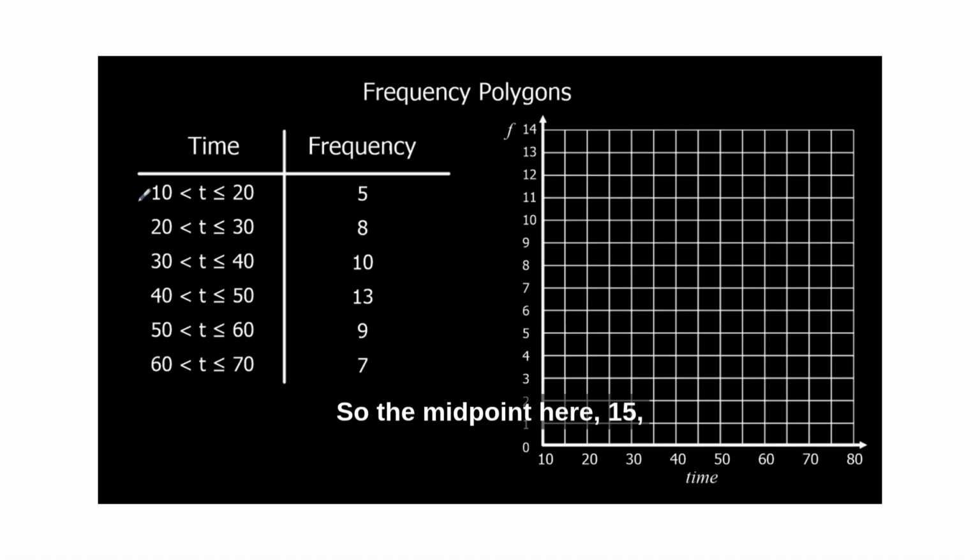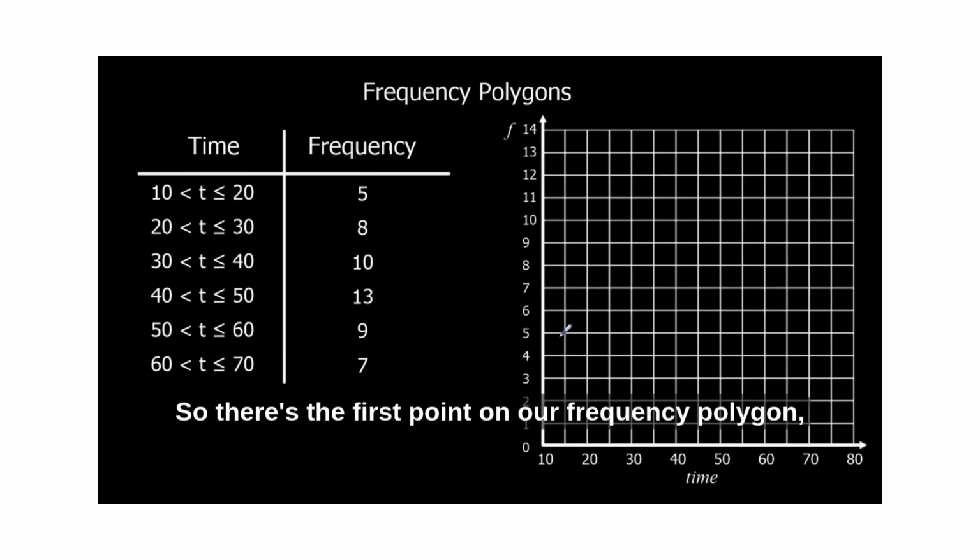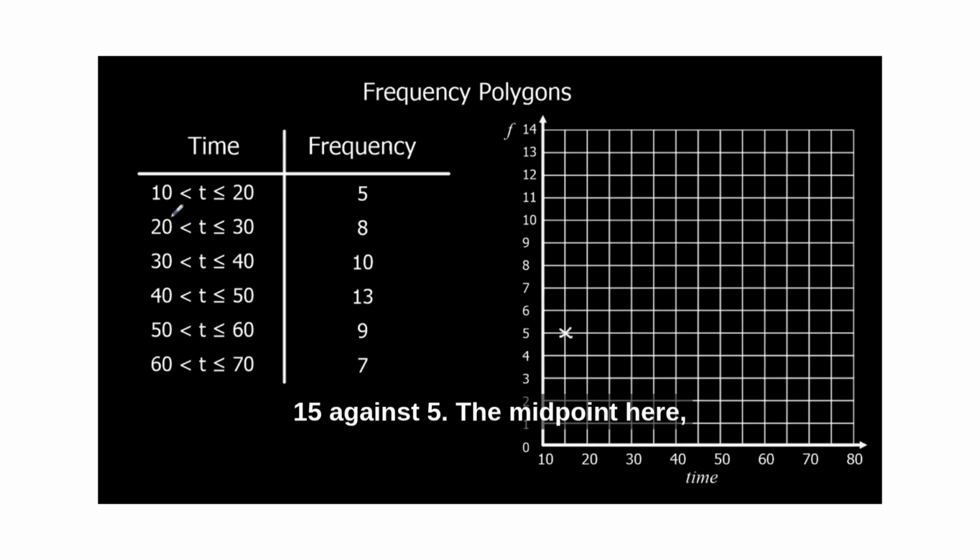So the midpoint here, 15, is halfway between 10 and 20. So 15, and we plot it against 5. So there's the first point on our frequency polygon, 15 against 5. The midpoint here, 25 against 8. So that's there.